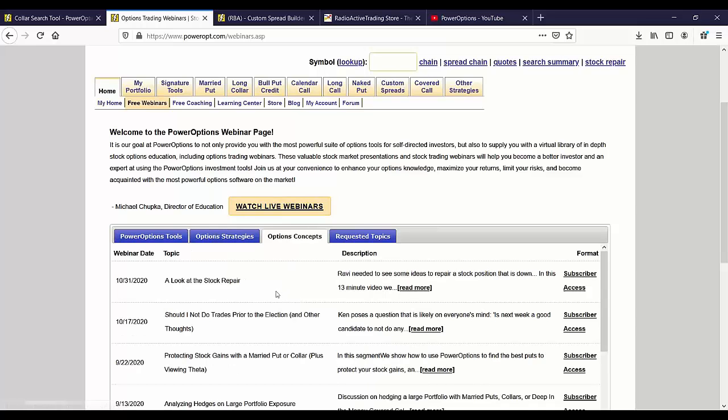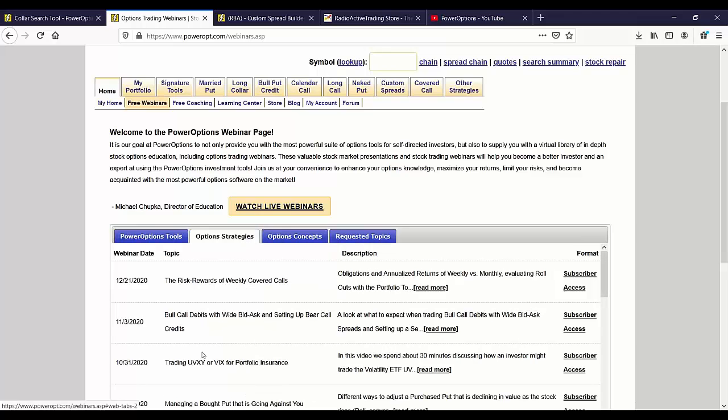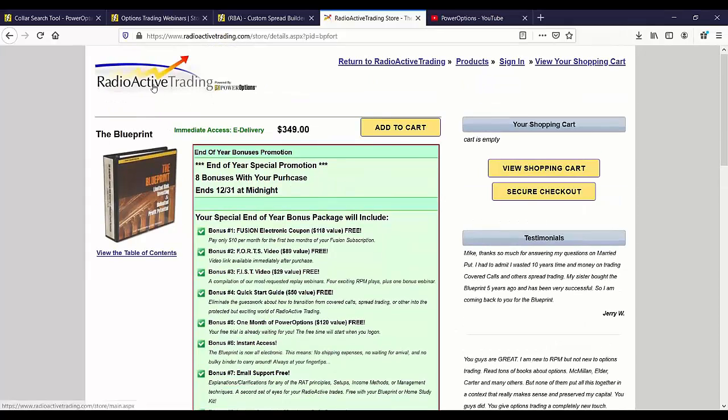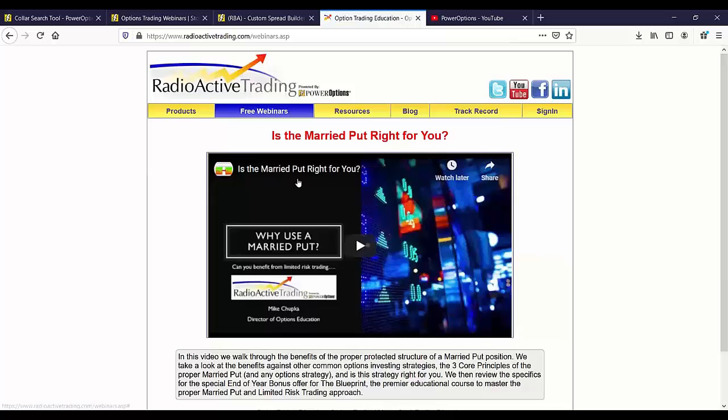Now, there's some on the options concepts. Look at the stock repair tool and requested topics. We've got some from 12/19, the one about the collars that we talked about a couple weeks ago, market sentiment, and a new portfolio feature as well. So today's discussion, we talked with Mike. Hey, I'm probably going to put that in the option strategy section. The one we just had about the married puts and the income methods, that's probably going to be posted maybe at radioactivetrading.com. Oh, sorry, 1 second. That's Return to Radioactive Trading under what's called the free webinars area.